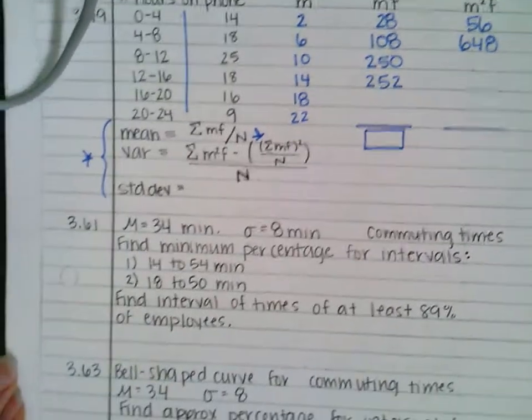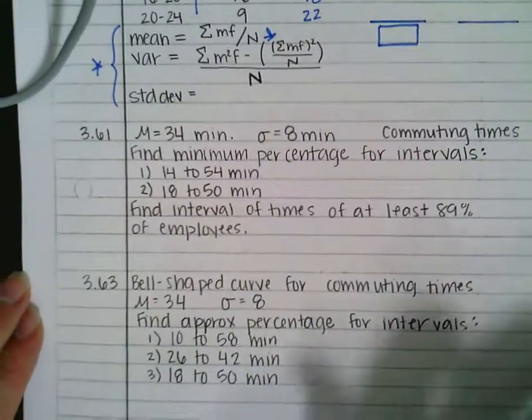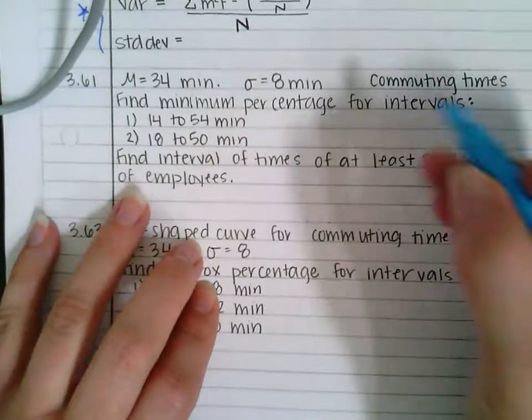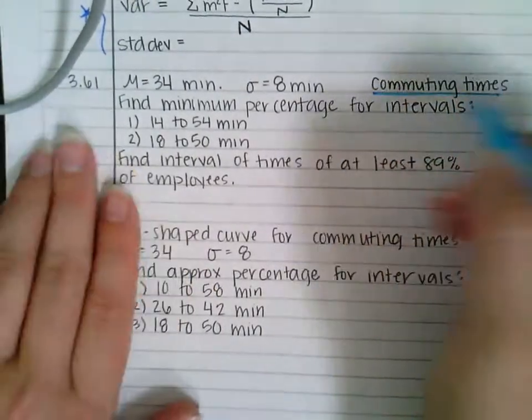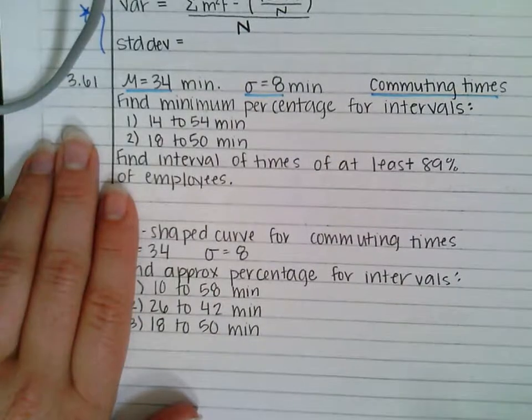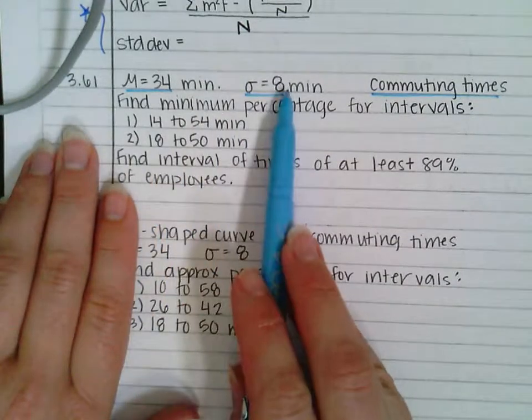All right, let's go ahead and look at this next problem here. So I don't know the shape of this distribution. I just know that there were some commuting times given with a mean of 34 and a standard deviation of 8.